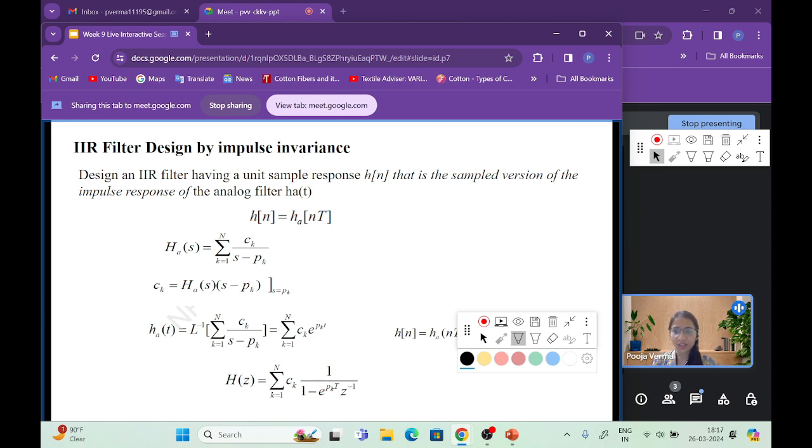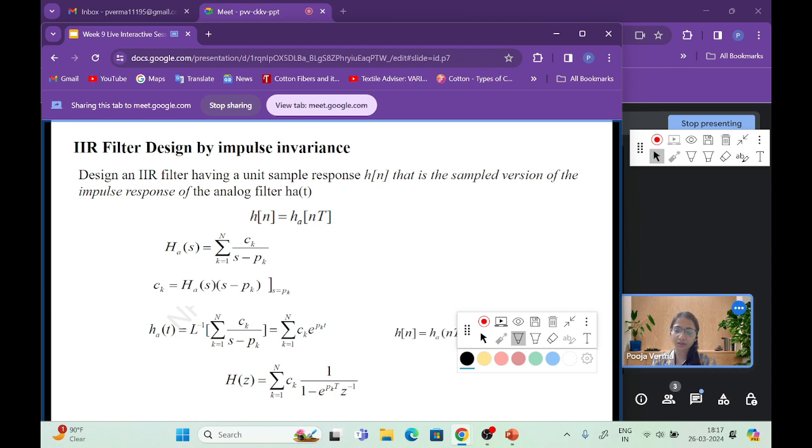The other one is IIR filter design, by the impulse invariance method. To design an IIR filter having unit sample response h(n), that is a sampled version of the impulse response of the analog filter ha(t), here h(n) can be represented as ha(nT). You have gone through this in the previous lecture. This is the digital domain representation of any signal, where t is equal to nT.